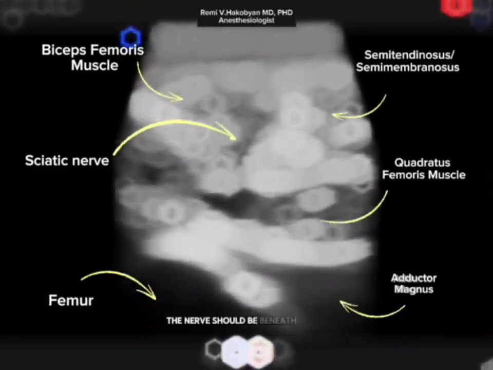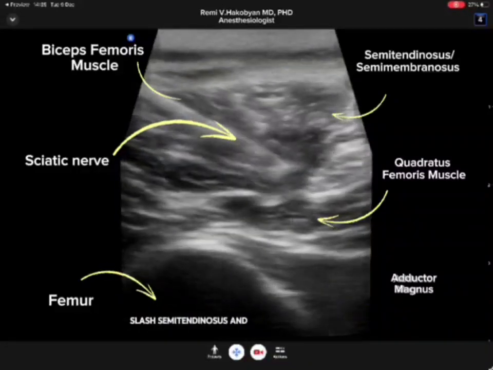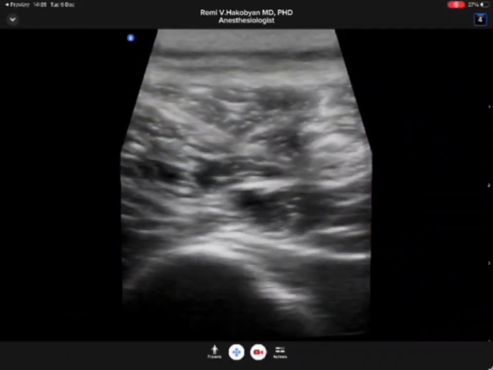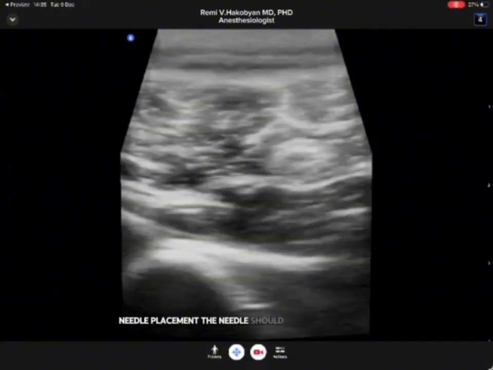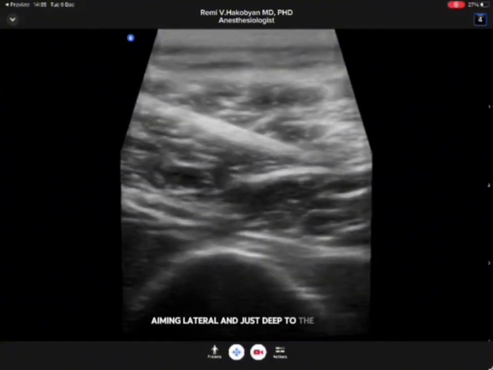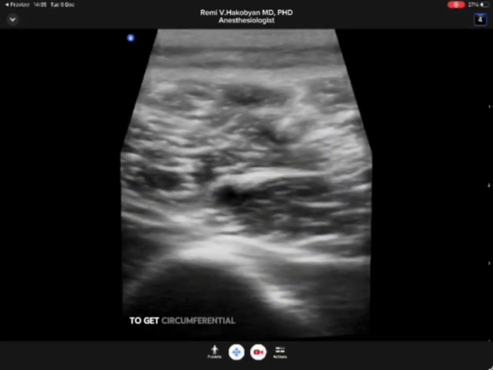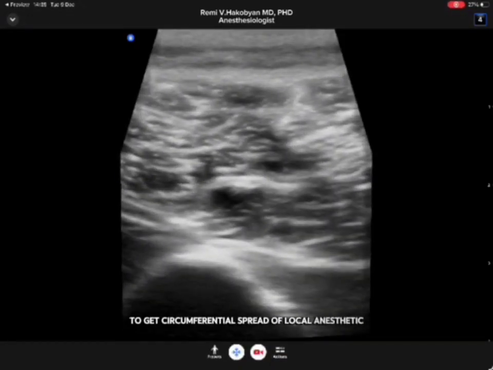The nerve should be beneath the biceps femoris and semimembranosus/semitendinosus and above the adductor magnus. Needle placement. The needle should be inserted in plane from lateral to medial, aiming lateral and just deep to the nerve. Adjust the needle position accordingly to get circumferential spread of local anesthetic.